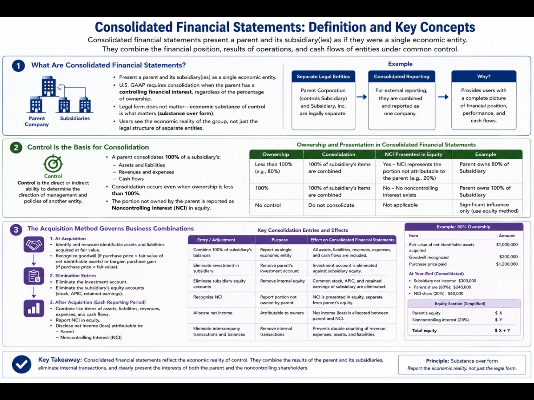attributable to the parent. The acquisition method governs business combinations. At acquisition, identifiable assets and liabilities are measured at fair value, and goodwill or a bargain purchase gain is recognized. Subsidiary equity accounts are eliminated in consolidation. After acquisition, consolidated financial statements report combined line items, eliminate the investment account, and separately disclose net income attributable to the parent and to the NCI.